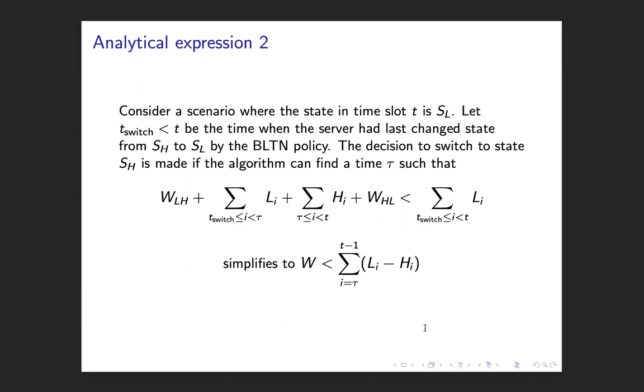Similarly, we can consider the reverse case where we start off in a low state and we decide whether to switch to a high state. If the total cost of staying in the low state plus the high state after a certain point tau is less than the cost incurred in staying in just the low state for all of the time duration, we decide to switch the state.